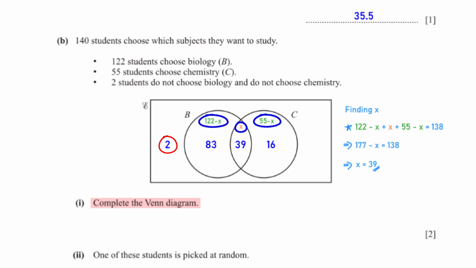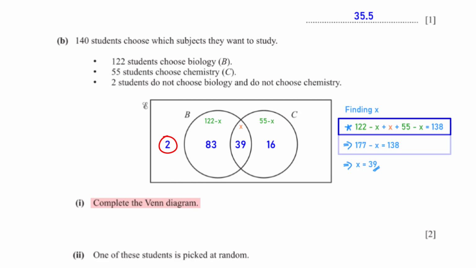We know there are 140 students in total, and 2 of these students did not choose biology and did not choose chemistry. So if we sum up 122 minus X, and 55 minus X, we should get 140 minus 2, which is 138. When we simplify this and make X the subject, we get X equals 39. Now we know the value of X.